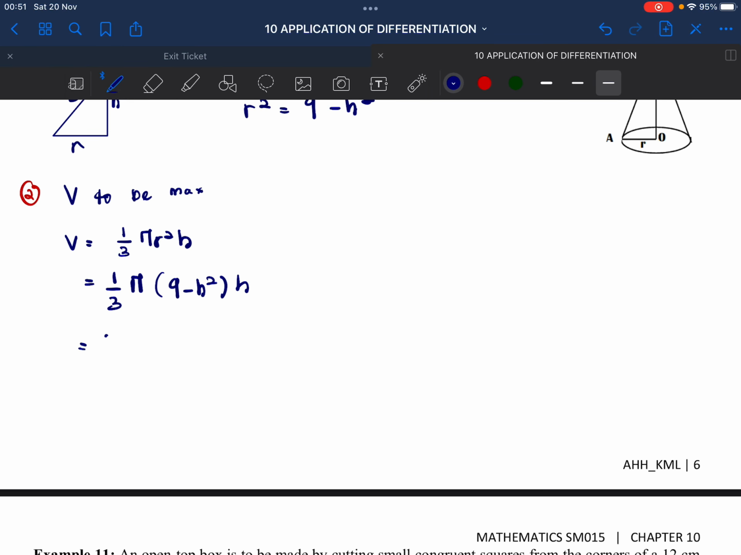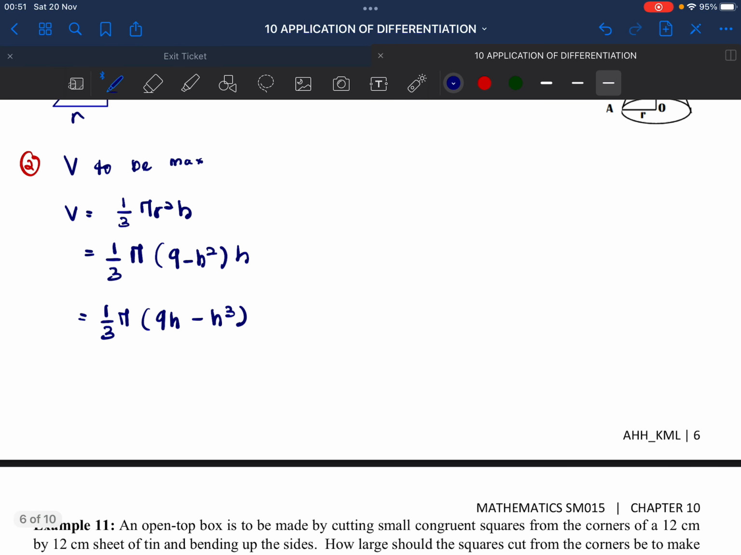We will have 1 over 3 pi, 9h minus h cube. Okay, so this is our volume in a single variable. So move on to the next step.